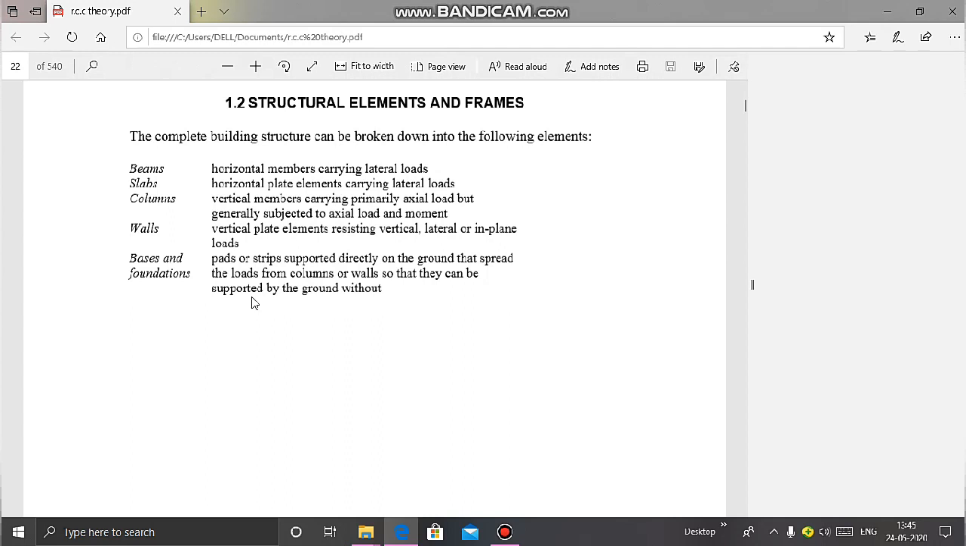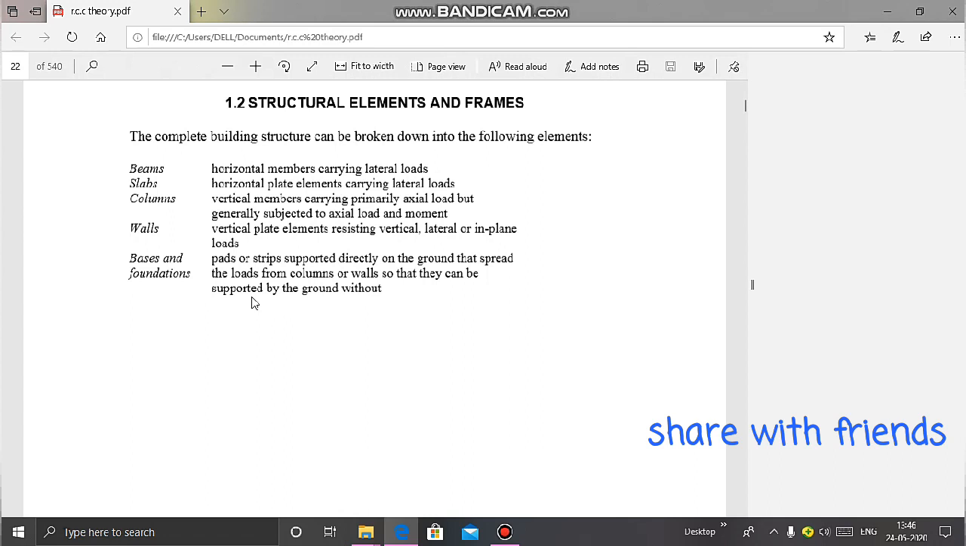If the structure is regular in shape, medium in height, of typical importance, the lateral forces can be applied as static loads for analyzing purposes. Now, what are slabs? Slabs are horizontal plate elements which carry lateral loads. These are plate elements, and beams are just horizontal members. Slabs are horizontal plate elements.